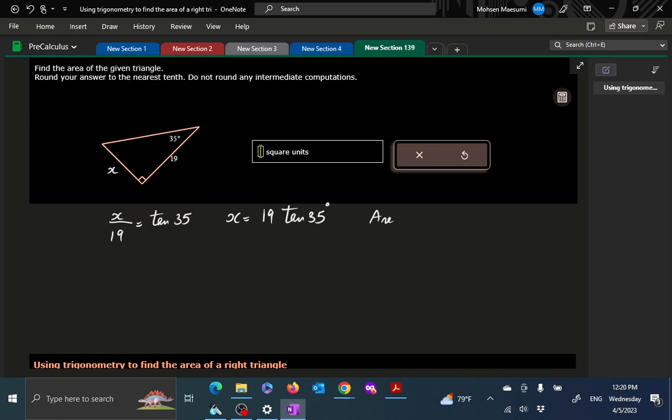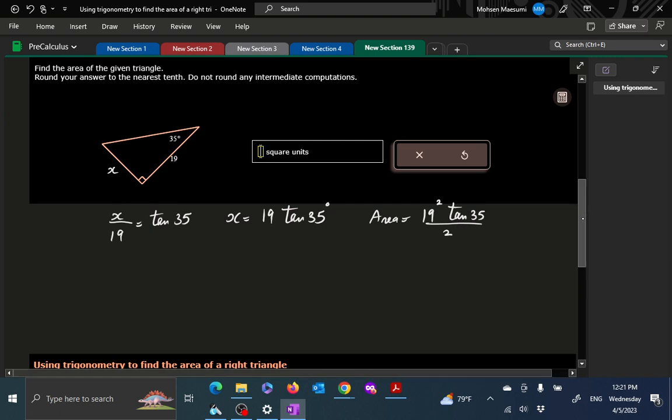Then area is going to be this leg times this leg. So 19 times another 19 becomes 19 squared times tangent of 35, and then divide by 2 because we have to multiply the two legs and divide by 2 to get the area, and that's it. You enter that on your calculator and get the answer rounded to the nearest tenth, and then you'll be all set.